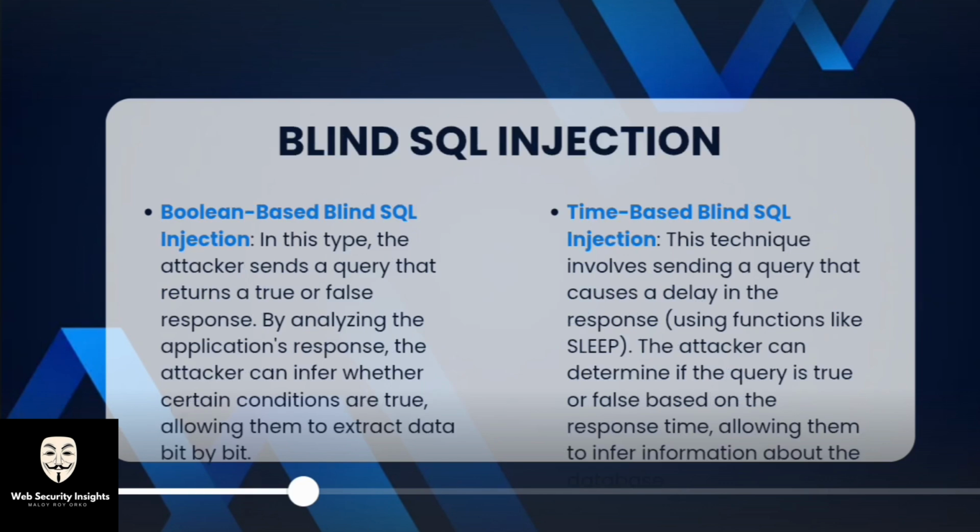Let's learn about blind SQL injection types. So what is Boolean-based blind SQL injection? In this type, the attacker sends a query that returns a true or false response. By analyzing the application's response, the attacker can infer whether certain conditions are true or not, allowing them to extract data bit by bit.